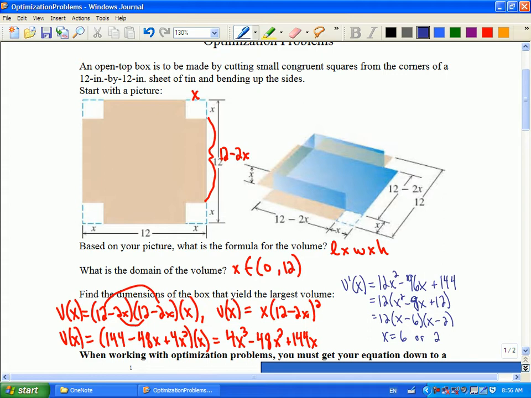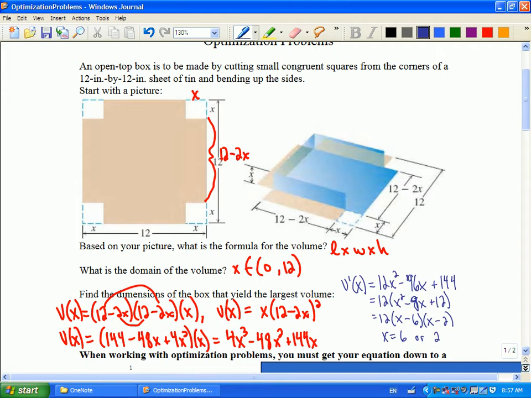Okay. So tell me something now, what do you think happens at x equals 6? Why is that not something we should consider here? Use some common sense. Don't dig too deeply into the calculus of this. Yeah, if you cut at 6, because you have to take 6 off of each side, that means you'd actually cut all the way through.